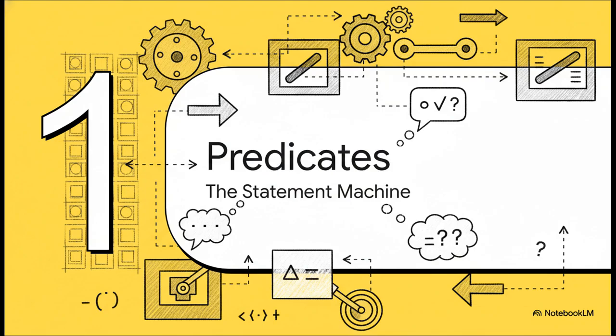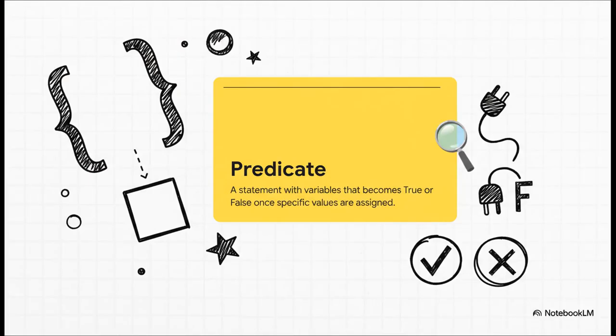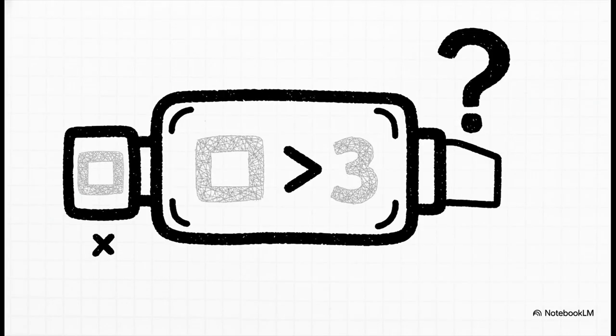The first piece of the puzzle is something I like to call a statement machine. Now, its proper name is a predicate. So, what is a predicate? Honestly, the best way to think about it is as an incomplete sentence. It's a statement with a placeholder, a blank space, just waiting for you to drop a value in. And the moment you do, bam, the whole thing snaps into focus and becomes either 100% true or 100% false. No in between. Yeah, let's call it a truth template.